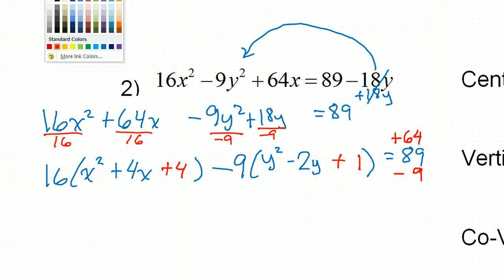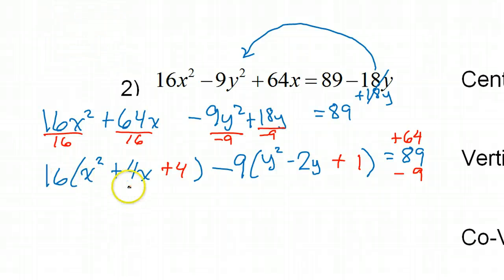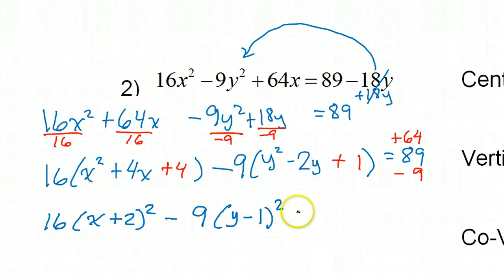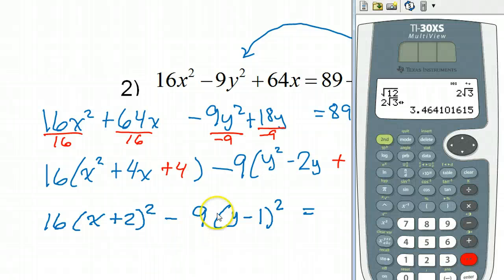Okay, so let's group this stuff together. So this is going to be 16, and this will be x plus 2 squared. Alright, and then I'll have my minus 9, and I will have y minus 1 squared. Notice that the sign comes from the middle term. If the middle is negative, this will be negative. If the middle is positive, this will be positive. Okay, equals. Now, let's just add all this stuff up.